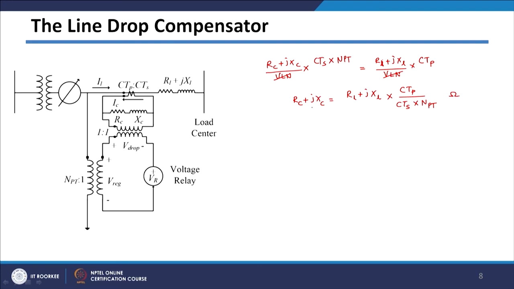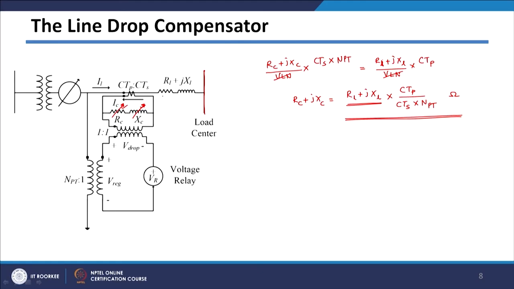So, as I told you, we are interested in getting these compensator parameters, which are RC plus JXC. You can get RC plus JXC, it is called the compensator setting, because this RC and this XC will be variable. So, depending upon the impedance of your feeder, you need to set these values, such that the voltage at this bus will get regulated.